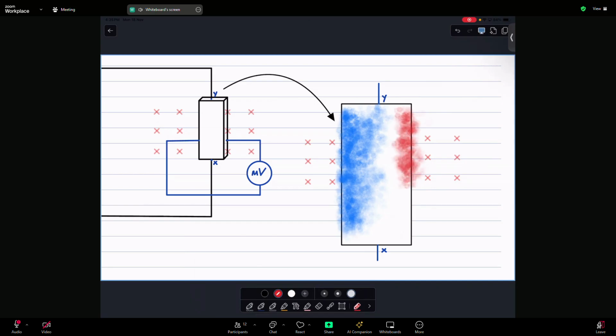Do you understand why the positive charges are there? Because the magnetic field is pushing all the electrons to the left. So therefore, what's left behind? Positive charges. So you have your negative charge on this side, and you have your positive charge on that side.